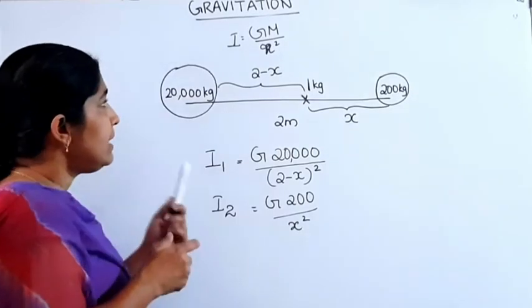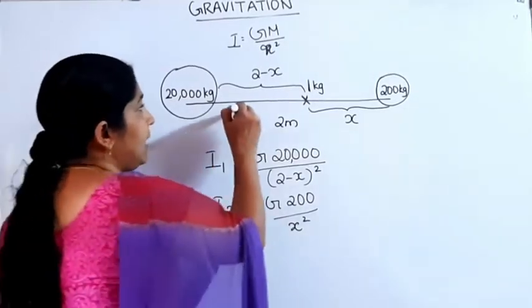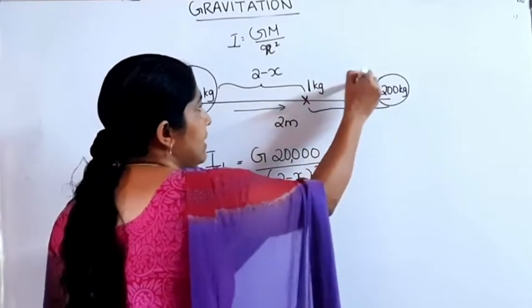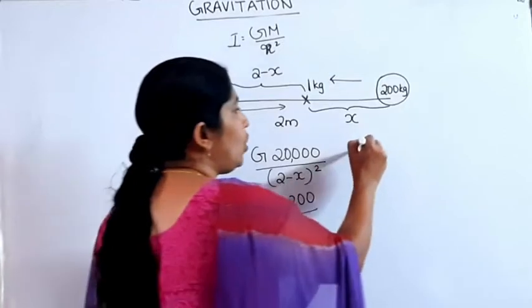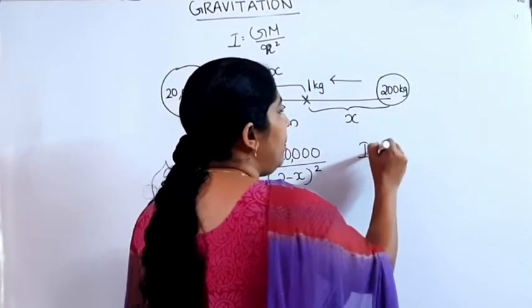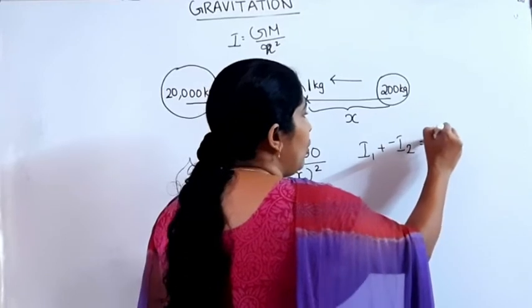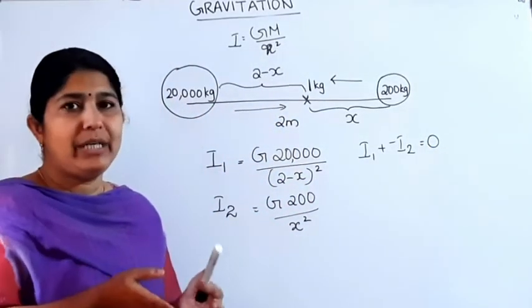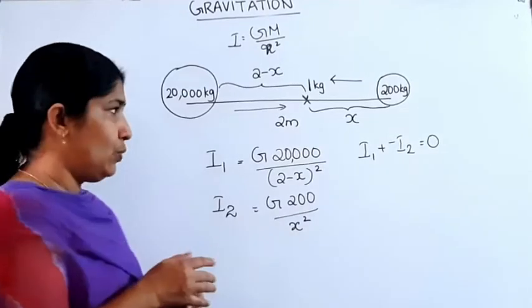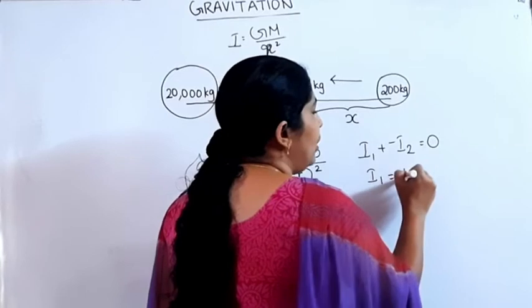Here the intensity of gravitational field is a vector quantity. One is acting in this direction and another is acting in the opposite direction. So the total intensity I1 minus I2 is equal to 0 in our question. The total intensity at that point is equal to 0, as given in the question. From here we can write I1 is equal to I2.